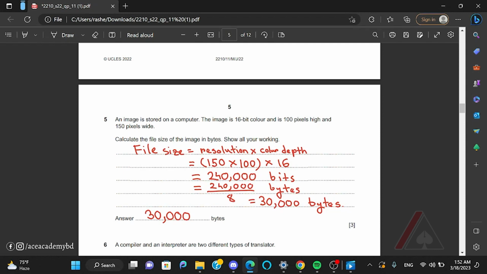However, since 8 bits make 1 byte, we have to divide by 8 to get 30,000 bytes, since we are asked to give the answer in bytes. So the final answer is 30,000 bytes.